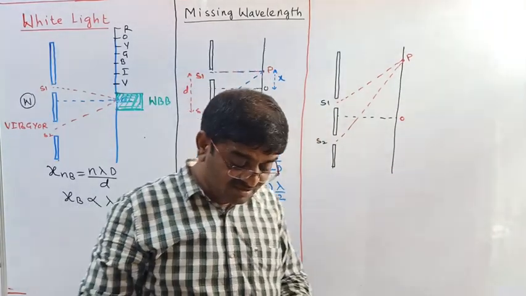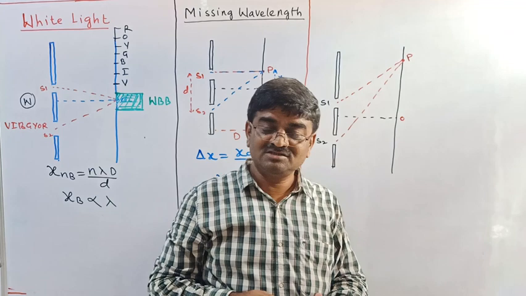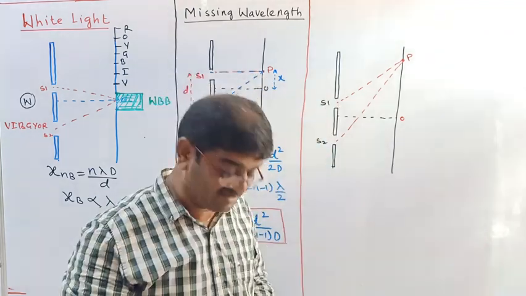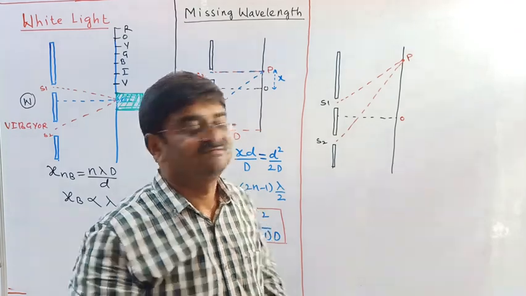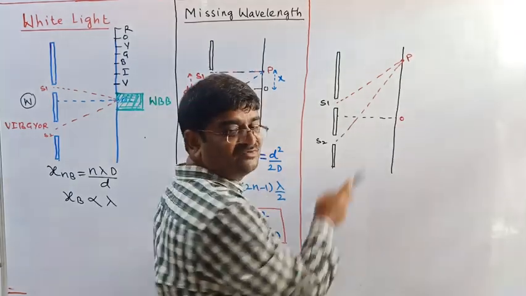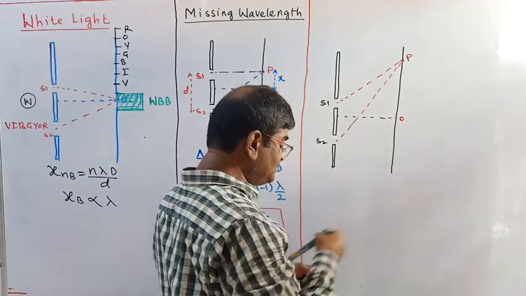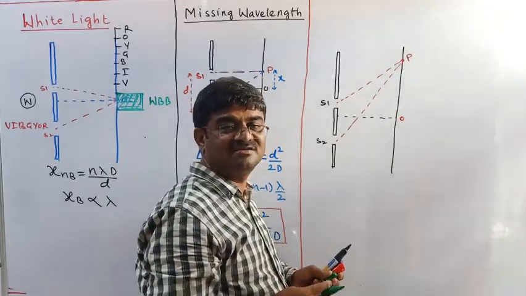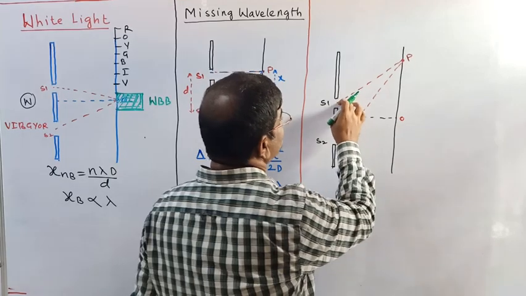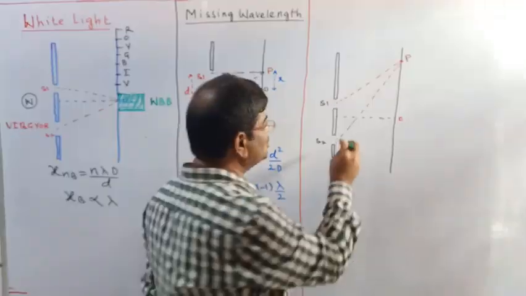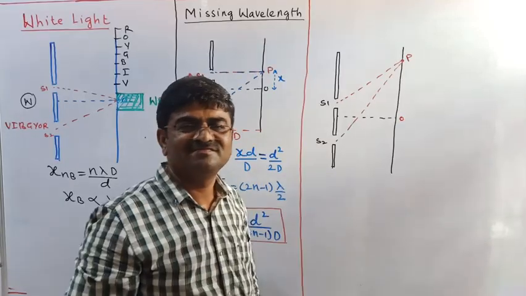Now P is going to be either bright or dark. That will get decided by again path difference, path difference between these two waves. By geometrical method, we have one simple procedure of getting path difference. This is the shortest path S1P. This is the longer path S2P.